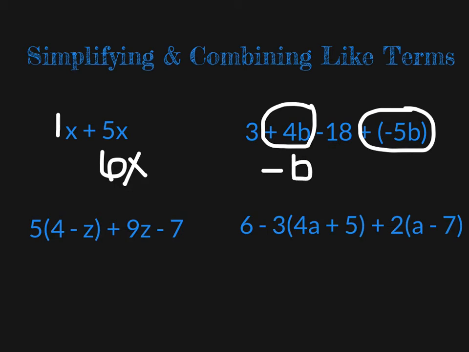Again, you could put a 1 in front of it, but it's not necessary. It's just -b. Then I go back and I look. There are my constants, or whole numbers. And there I have a positive 3 and a -18. When I put positives and negatives together, I subtract. 18 minus 3 is 15. I keep the sign of the larger number, which is negative, so my new expression is negative b minus 15.